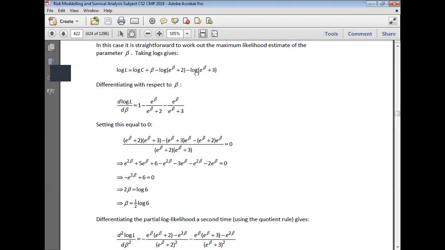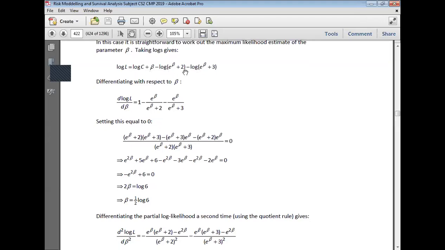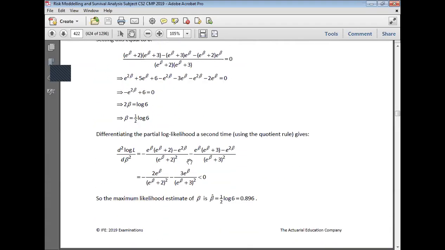All right. So now what we do is we differentiate this particular log likelihood with respect to beta. And this is what you get. And then you equate this particular thing to 0. You do some algebra, blah, blah, blah. And this is the value for beta that you derive at the end.